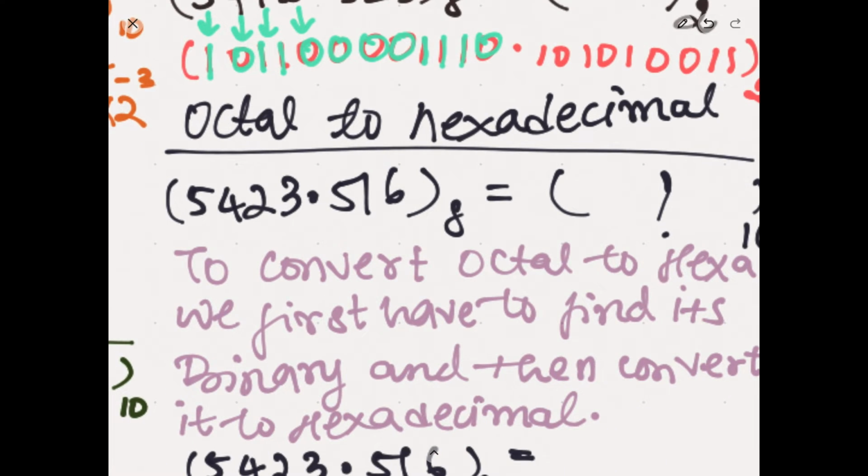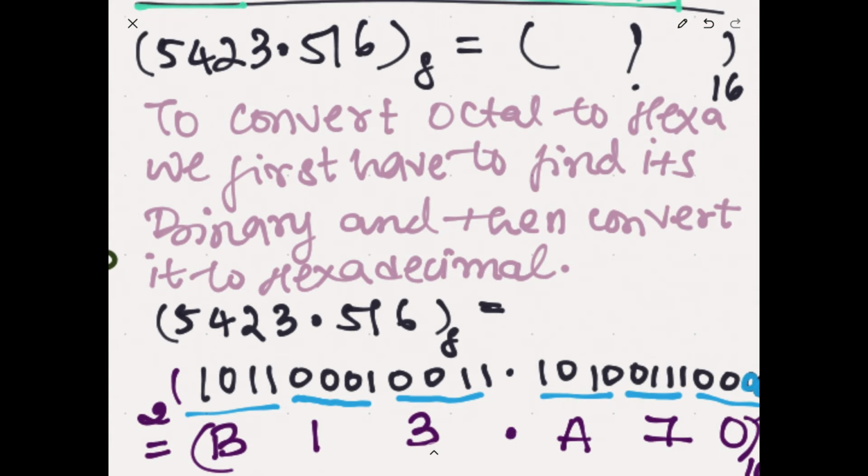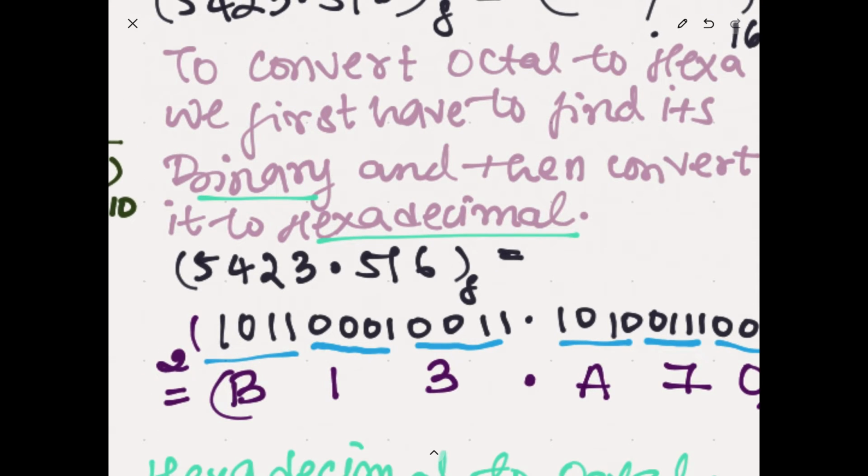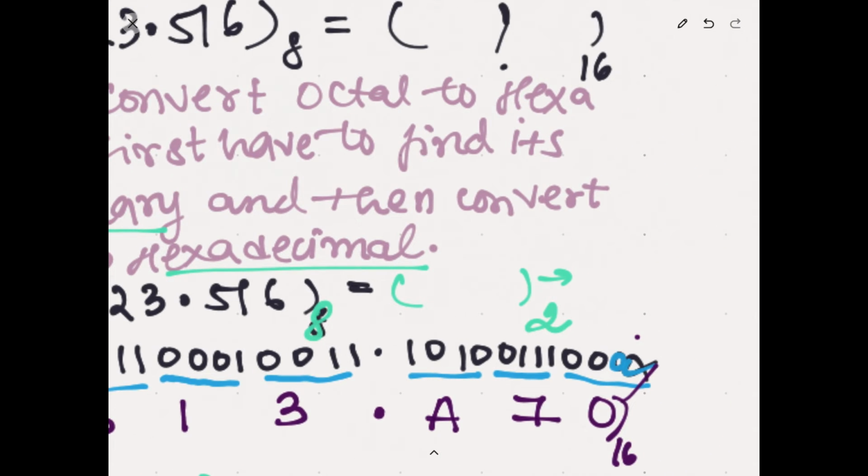Moving on to octal to hexadecimal. Now, octal is 3 significant bits and hexadecimal is 4 significant bits. So, if we were to convert from octal to hexadecimal, it won't be possible to convert it directly. So, what we do is we first convert it into the binary format and then from the binary convert it into hexadecimal. So, here the example that we have is 5423.516, which is base 8. We first convert it to base 2 and then we'll go ahead and convert it to base 16.